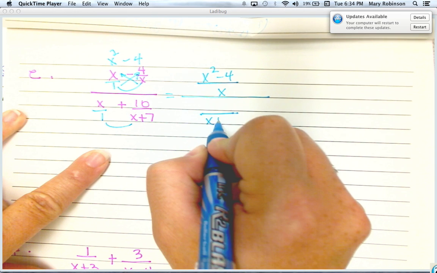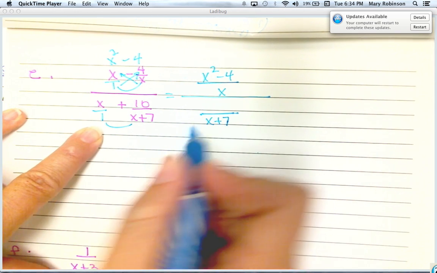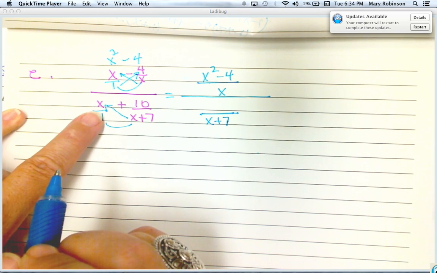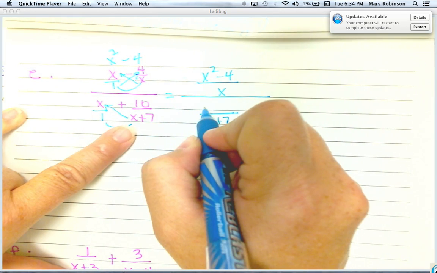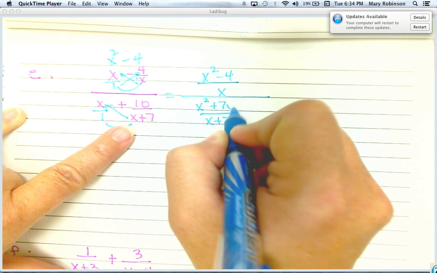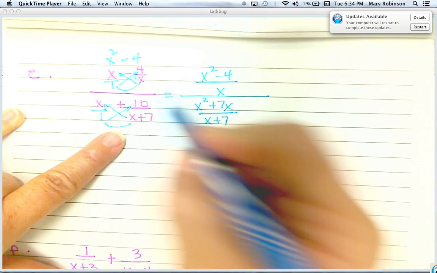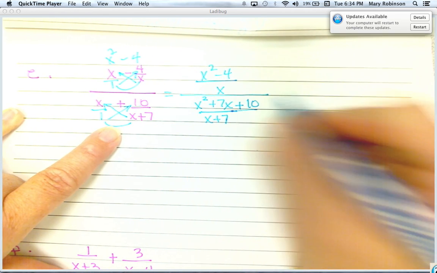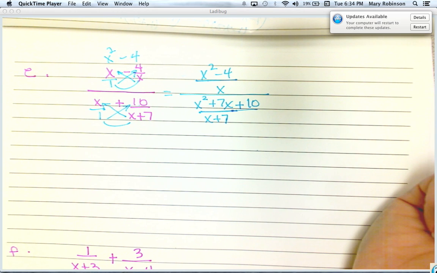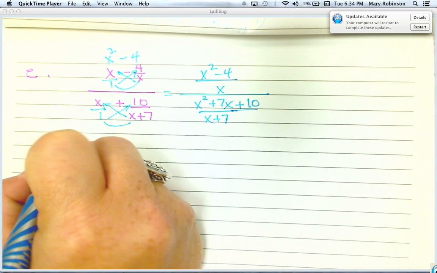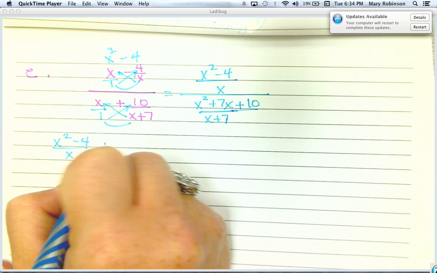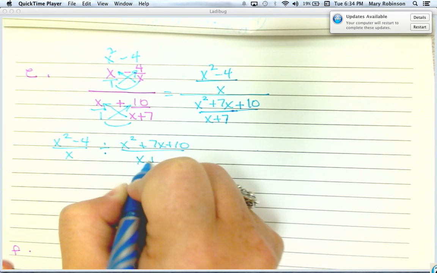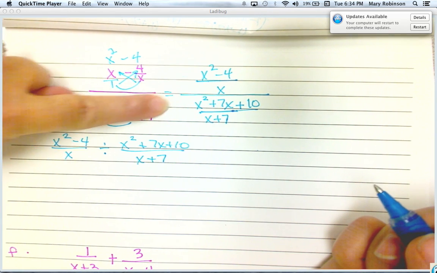My denominator is going to be the product of these two, x plus 7. I'm going to multiply x plus 7 times x, but remember you're going to need to distribute x. That gives us x squared plus 7x. When I multiply, and I'm adding, so when I multiply 1 times 10, I'm going to have plus 10. So at this point, it's just a simple division problem. So I'm going to rewrite it using division, but in a familiar format.